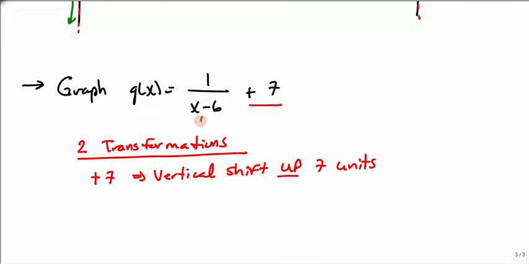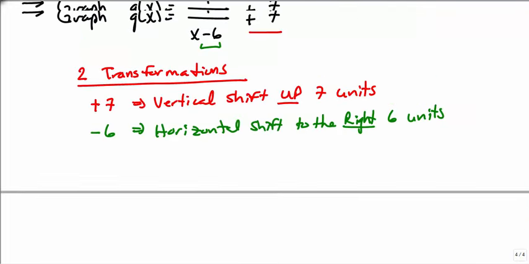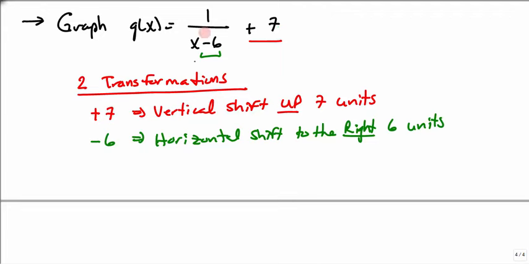Now what about the minus 6? This is when it's within the argument of the function. So the minus 6 is going to be my other transformation. It's going to do the opposite of what you think, and it's going to be a horizontal shift. Now this says minus 6, so you think it's to the left. Because it's within the argument, you do the opposite. So a horizontal shift to the right, not left, but to the right 6 units. So I'm going to be taking my graph, my parent graph. My parent graph would be 1 over x.